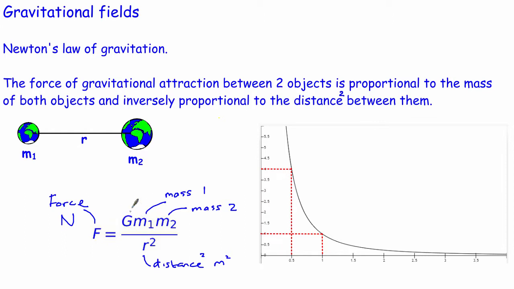Now there's a constant of proportionality as well. There's this here. It's called Newton's gravitational constant.